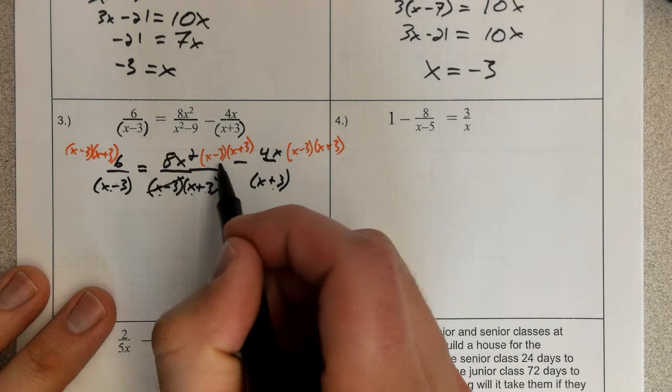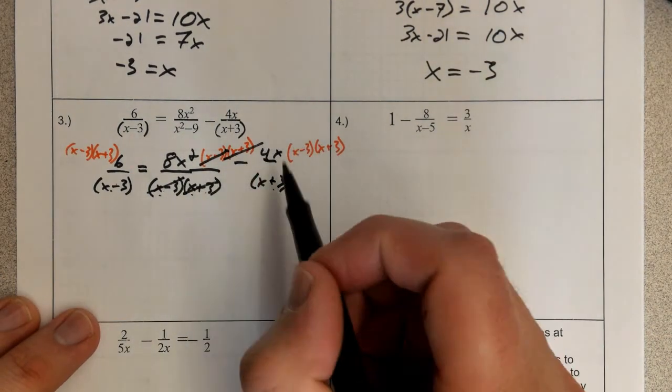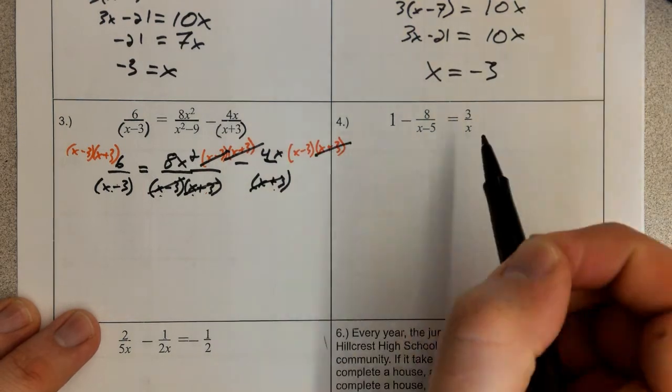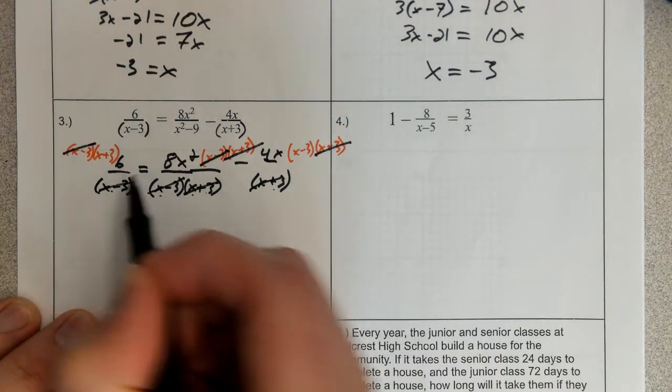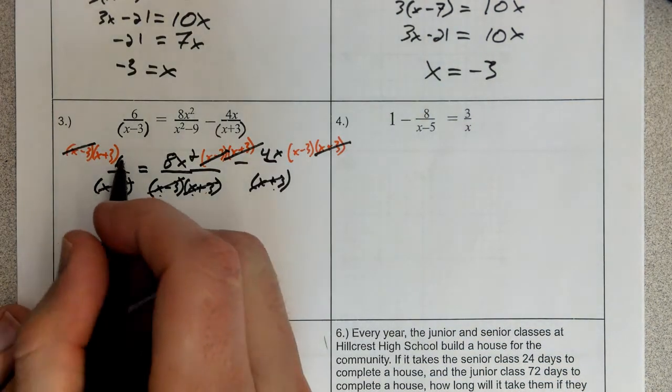x minus 3 over x minus 3 is 1 over 1. x plus 3 over x plus 3 is 1 over 1. x plus 3 over x plus 3, that's 1 over 1. x minus 3 over x minus 3, that's 1 over 1. So now I can just copy everything down. So I've got 6 times x plus 3.